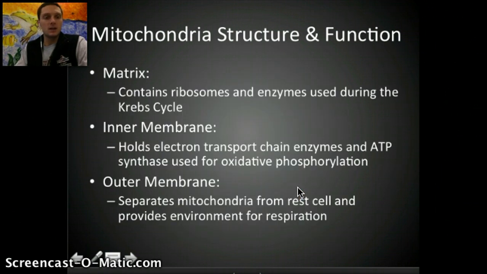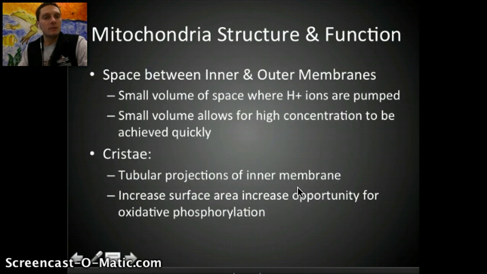So I'll give you these in the list here: the matrix, the inner membrane, the outer membrane. The inner membrane holding the electron transport chain, the outer membrane separating the internal components of the mitochondria from the rest of the cell, the matrix containing ribosomes and enzymes used during the Krebs cycle, the space between the inner and outer membranes, small volume, where hydrogen ions concentrate, and then the cristae, the tubular projections that basically increase the surface area, an opportunity for oxidative phosphorylation.